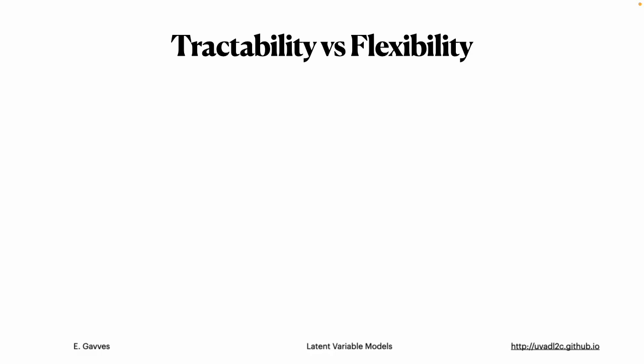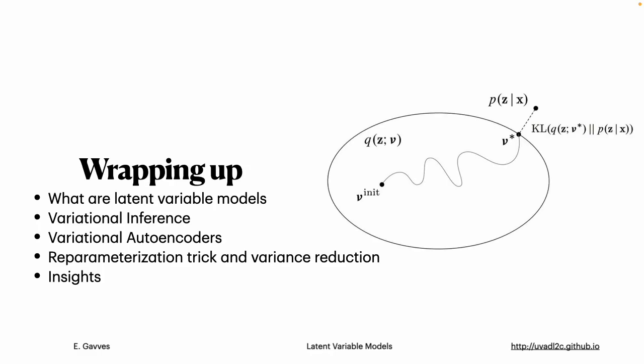This comes at the cost of decreased flexibility. If you assume that your latent space is Gaussian, when your latent space is not Gaussian, then you're actually losing something. Your assumption is not good enough anymore. Okay, wrapping up, we discussed what latent variable models are, variational inference, amortized variational inference, variational autoencoders, their parameterization trick and variance reduction, and some insights.